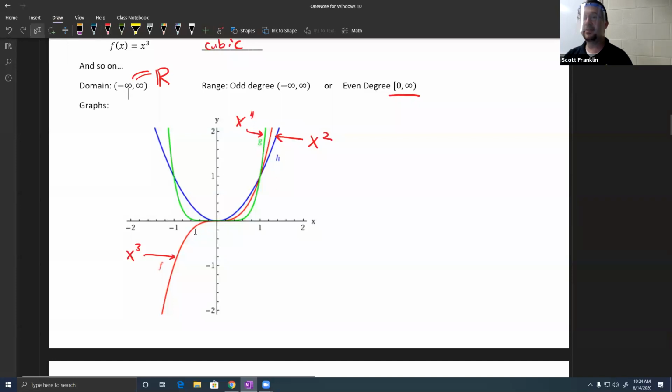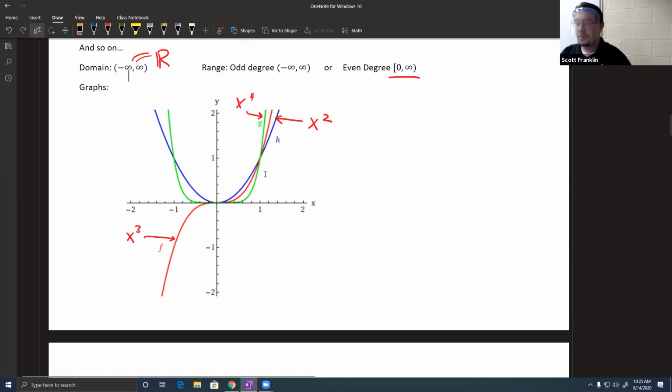And you got a little bit of guidance as to which ones are which and how they look as graphs based on the power. Odd powers do go down to the left and up to the right, but even powers go up in both directions.